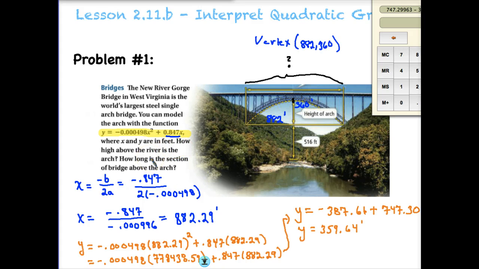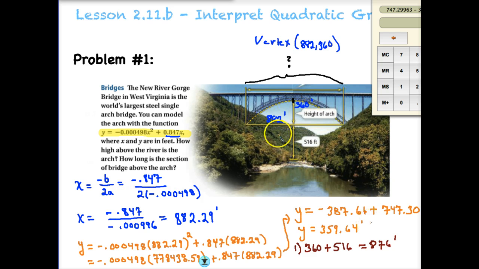How high above the river is the arch? So if we want to know how high above the river the arch is, we can just take, and I'll put a 1 here for this question, the 360 that we just found, plus the 516 that's given to us here, the distance from this base down to the river, and that will give us 876 feet approximately that this arch is from the top of the river. So from the river to the top of this arch, this maximum point, it is 876 feet.